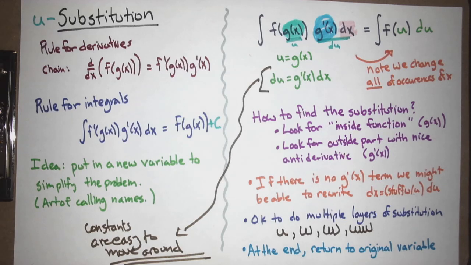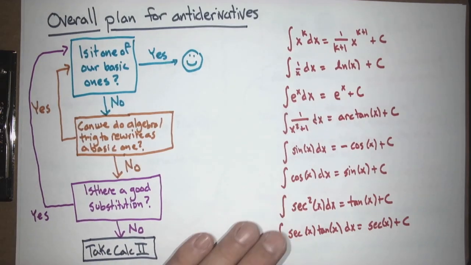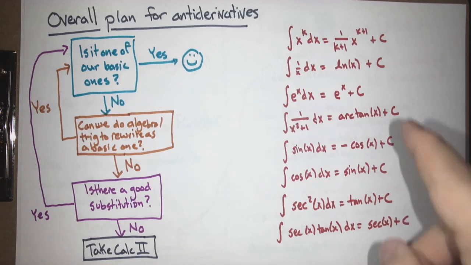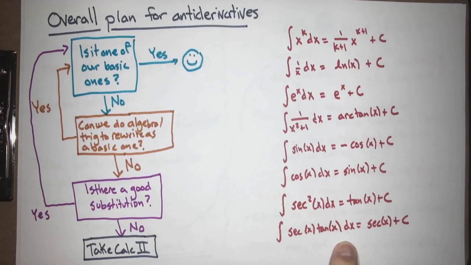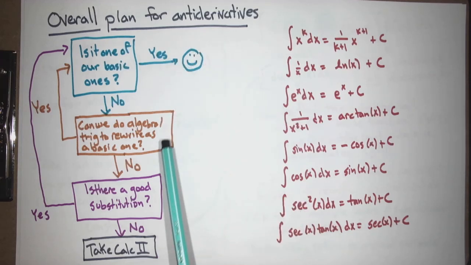Okay. I do want to mention there is sort of an overall plan for antiderivatives. Almost every single time you're faced with an antiderivative problem, in the back of your head you say, there are like 8 antiderivatives I know. These 8. And if it's not one of these 8, you're not going to take the antiderivative of it. So you're like, well, what can I do? Well, first off, is it one of your basic ones, one of these 8? You're like, yes, you're happy.